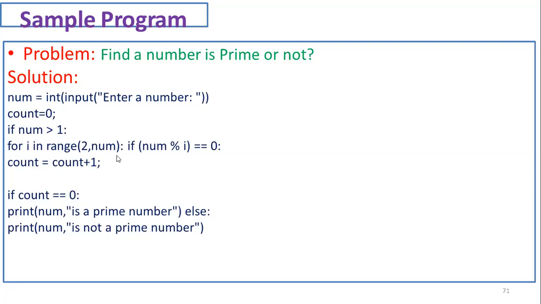So here you have to give the range. Then you have to apply the if condition. If num modulo i equals 0, with the number you are getting by input, then count equal count plus 1. This is for the next number, from the beginning value to the last number. It will continue. So if the modulo is 0, that becomes a prime number, else it is not a prime number. So I will perform this program also.